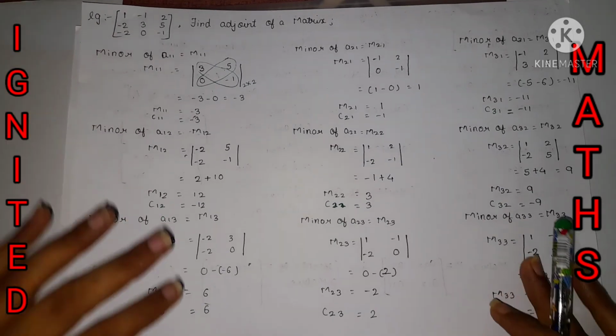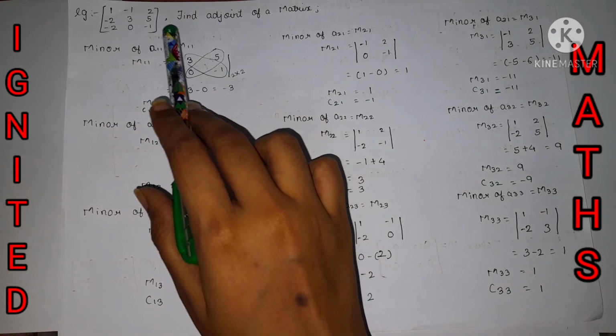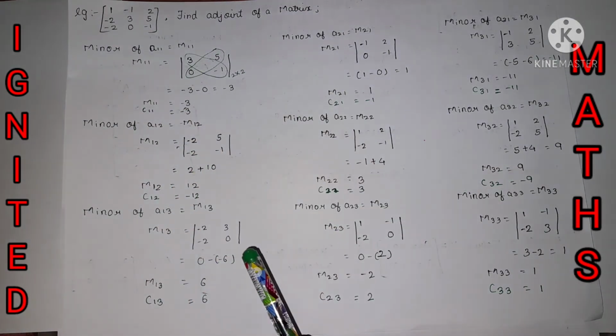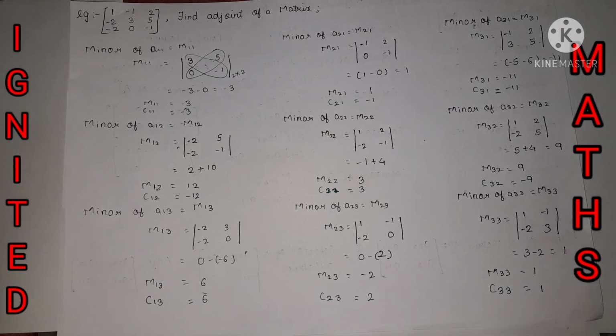Now the thing that we need to note here: the question is given that we need to find the adjoint of a matrix, but we also find the minor and cofactor. So for what? For finding the adjoint of the matrix, we need the help of the cofactor and minor. For that purpose we have done it. So whether the question is given as adjoint, or as find the minor, cofactor and adjoint, the question is absolutely the same.